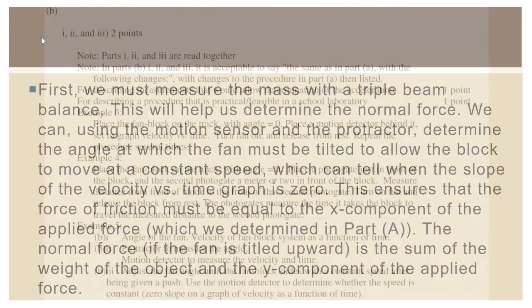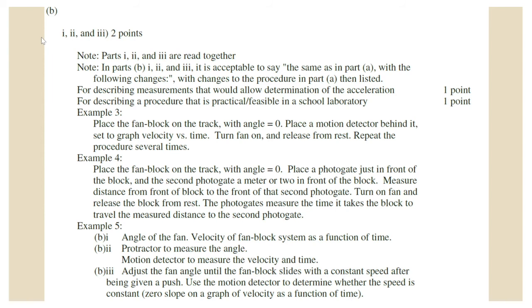All right, let's take a look at the scoring guide. There's a lot on here. It says, notice the first 3 parts to this part of the question are read together again. You get 1 point for describing measurements that would allow determination of the acceleration, and 1 point for describing a procedure that is practical and feasible in a school laboratory. Very vague. It says here also, note in parts B, 1, 2, and 3, it's acceptable to say the same as in part A with the following changes, with the changes to the procedure in part A then listed. Now, I think this way is much better.